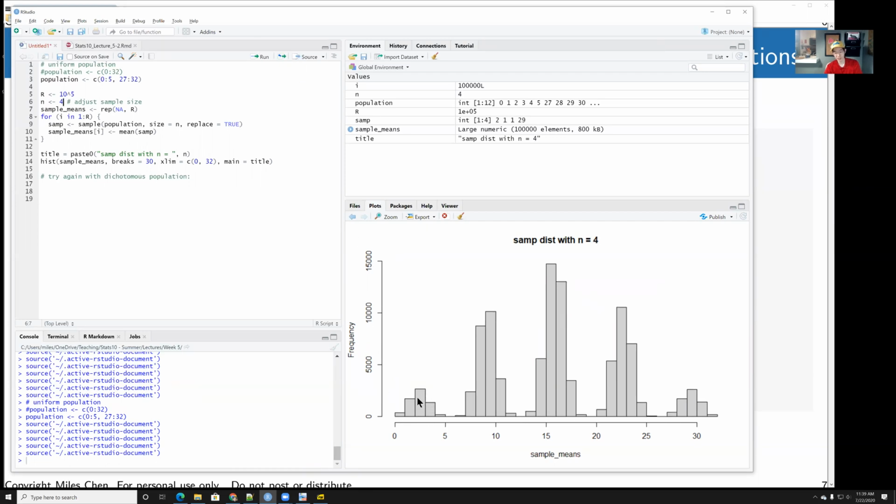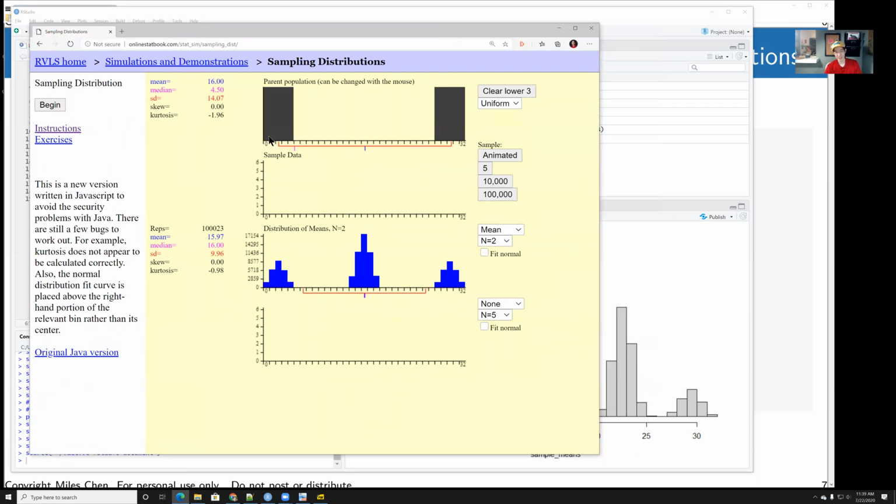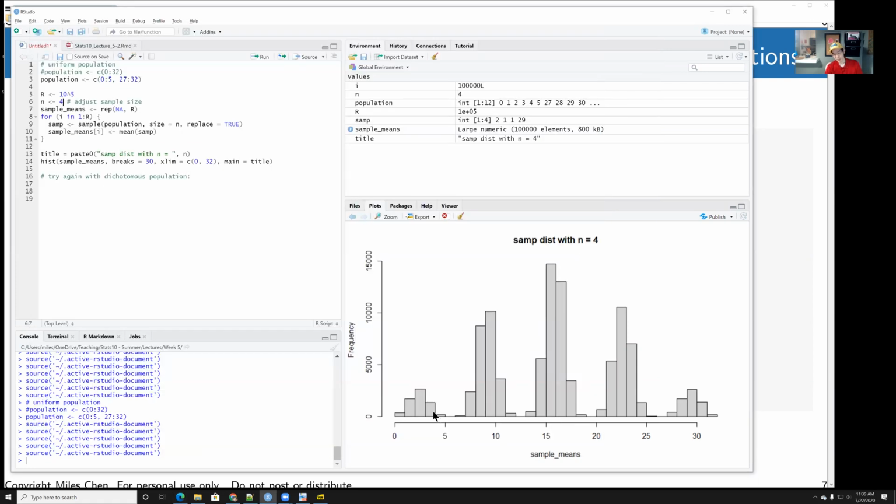So you can think of it as having teams. All 4 came from the lower side, 3 came from the lower and 1 came from the upper side, 2 came from the lower and 2 came from the upper, 1 came from the lower and 3 came from the upper, and all 4 came from the upper side. And so you end up getting more pyramids.